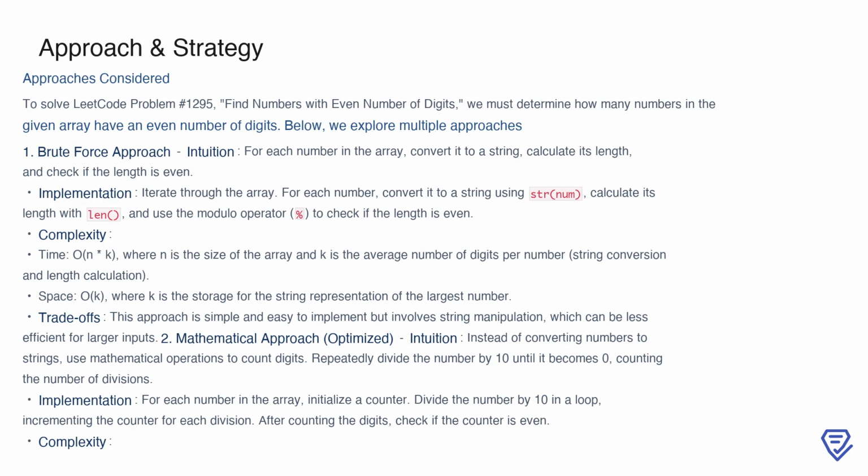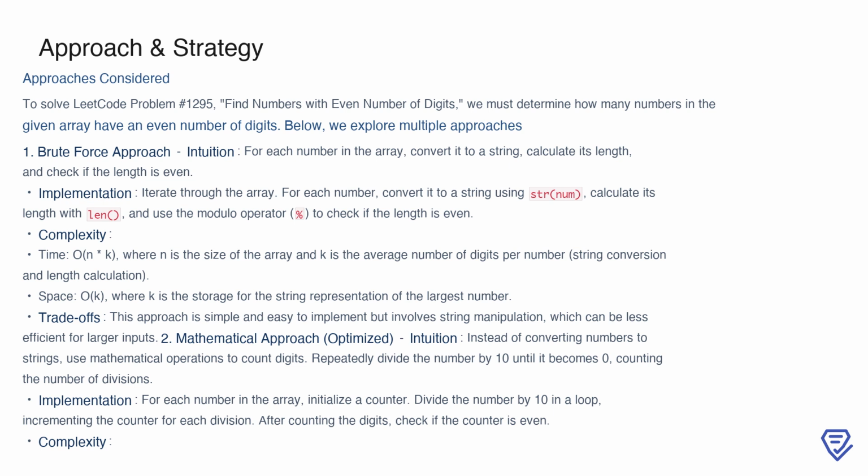To solve the problem of finding numbers with an even number of digits, we can explore several approaches. The first is the brute force approach. Here, the intuition is to convert each number into a string, calculate its length, and check if that length is even using the modulo operator. This involves iterating through the array, converting each number to a string using the str function, and then using len to find its length. While this approach is straightforward and easy to implement, it does have some trade-offs.